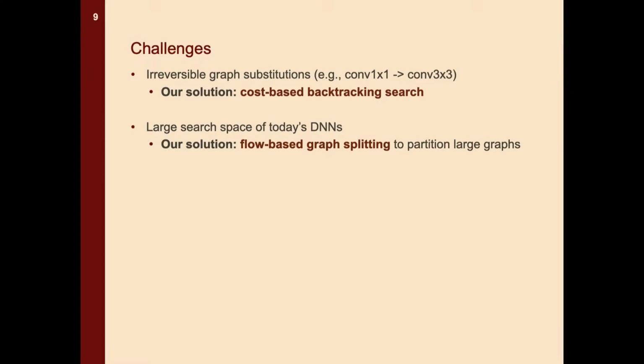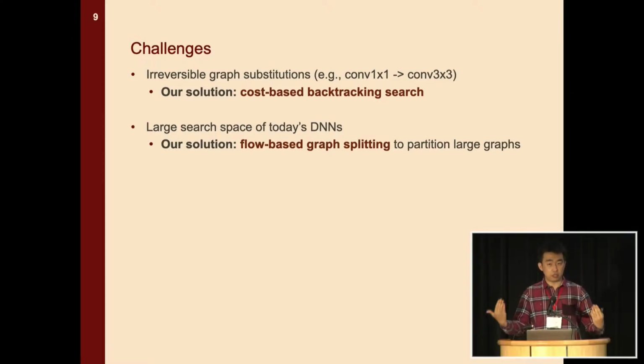We found there are two challenges in exploring the search space of candidate graphs. One is that many graph substitutions are irreversible. For example, you can change a 1-by-1 convolution to a 3-by-3 convolution, but you cannot change it back, right? That means if you apply some substitution and get a new graph, you may never get back to the original graph by performing other substitutions. To solve this problem, we propose a cost-based backtracking search so that we can backtrack our search path and be able to reverse and undo some substitutions whenever possible.